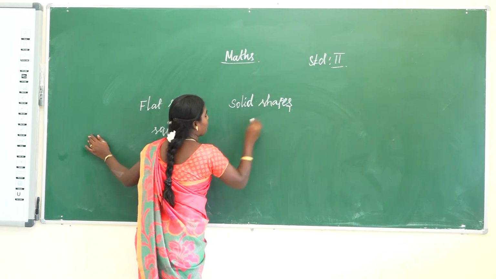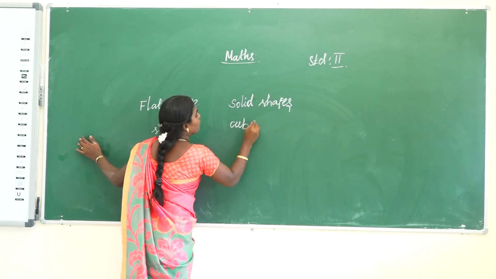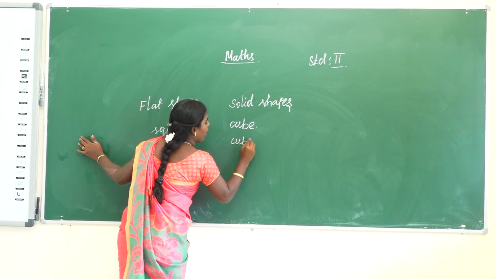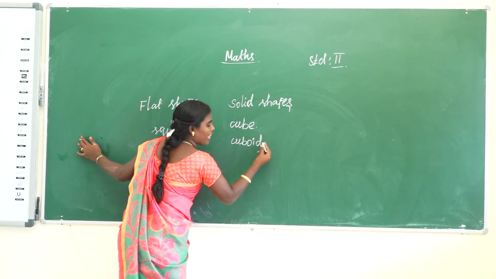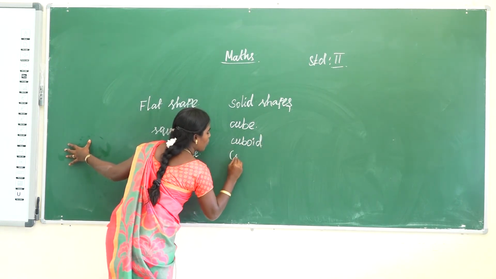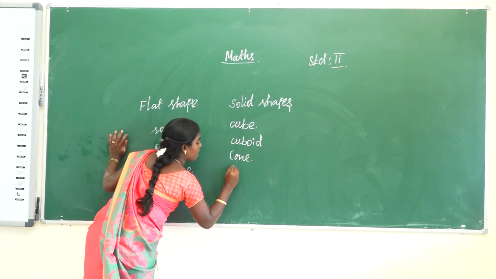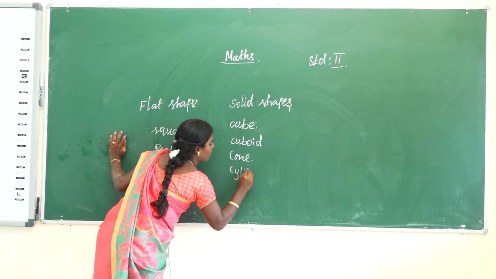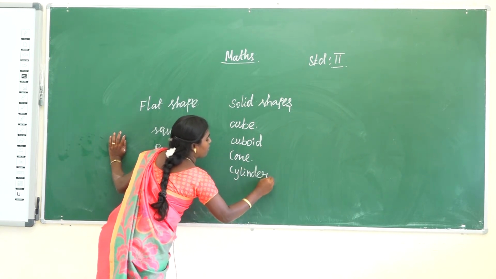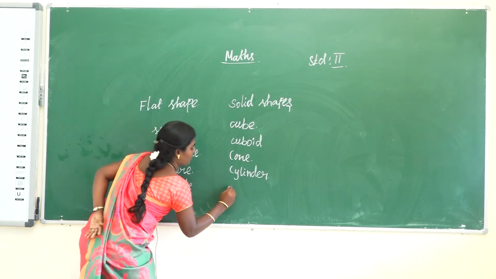Solid shapes are cube, cuboid, next one cone, then the next one is cylinder, then sphere.